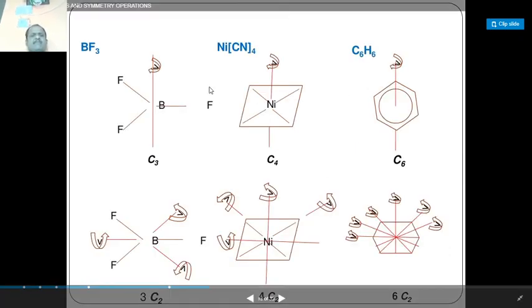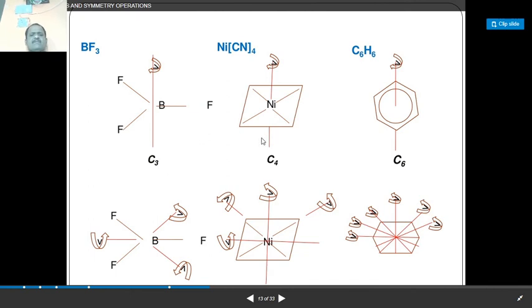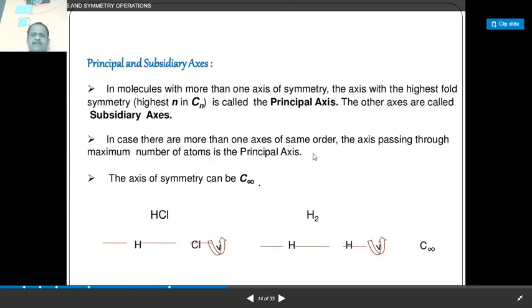We have other examples like PF3, which has a C3 axis, NiCN4 has a C4 axis, benzene has a C6 axis of symmetry, and BF3 has a C3 axis of symmetry. How they are can be understood with the help of the pictures below. One rotation is carried out at this point, another by this point, and one more by this point. So this is the way to rotate a molecule. Okay.